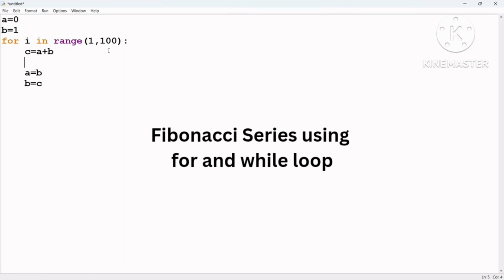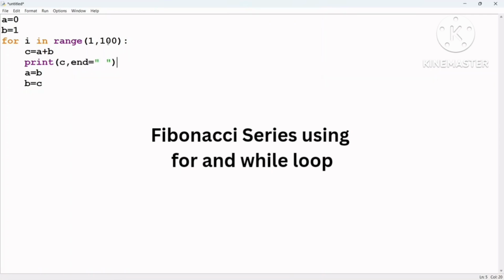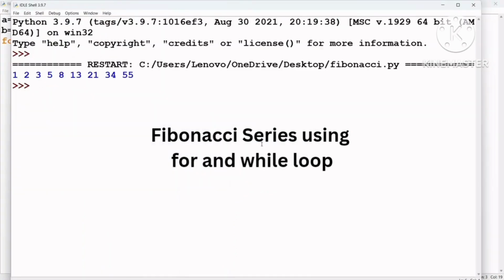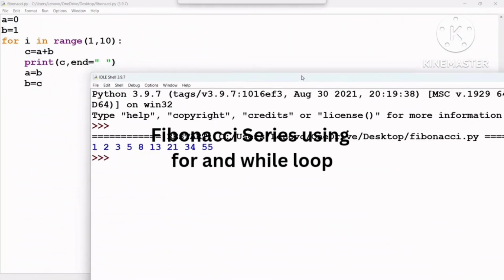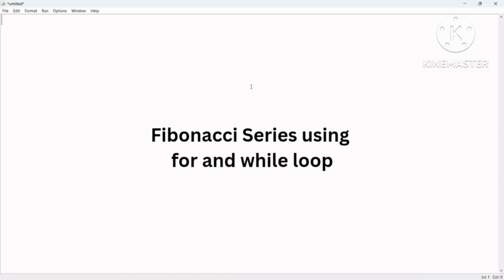Here you can change it, and print C comma end is equal to space. That is there because the next value should also be printed on the same line. That's why we are using end, and here the A and B values we are not printing. When you execute it and save it, the output will be 1 2 3 5 8 13 21 34 55, but we have not printed A and B, 0 and 1. That you can also write. First it should print A is equal to 0, B is equal to 1. That also you can include.